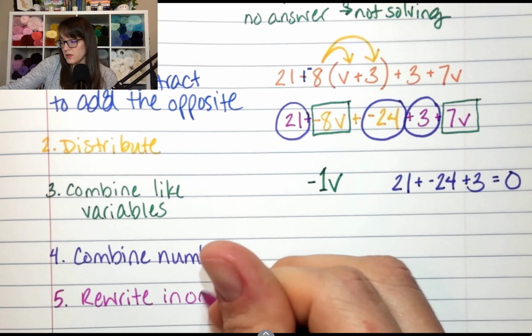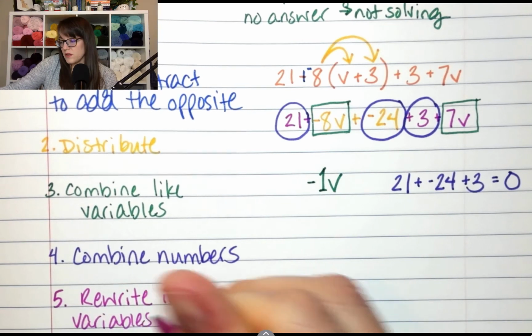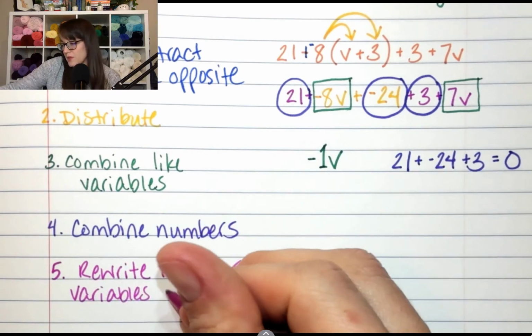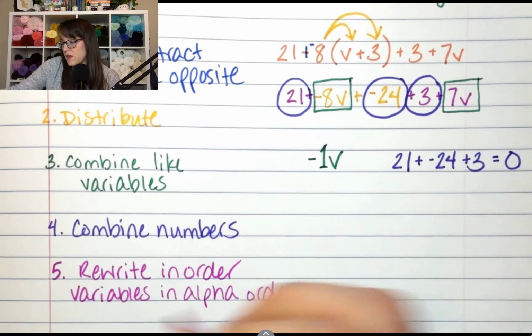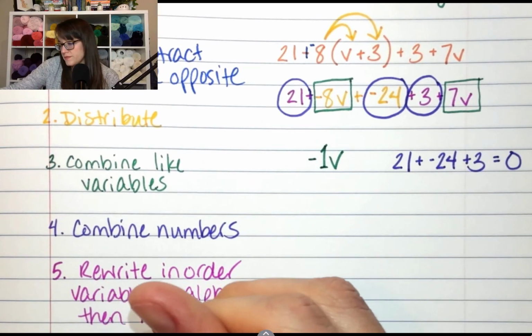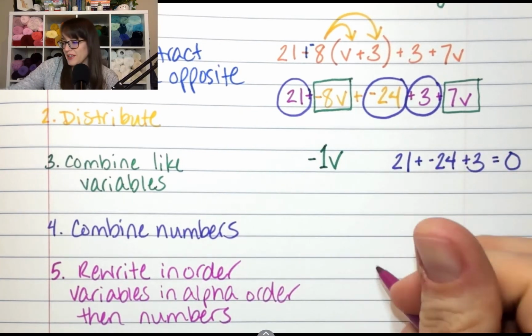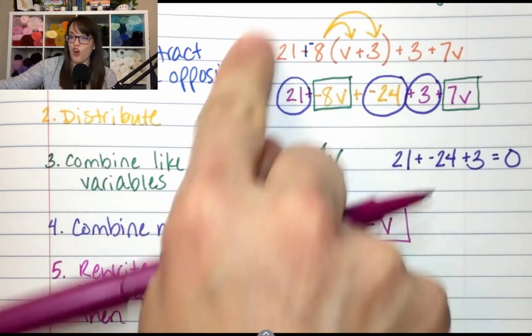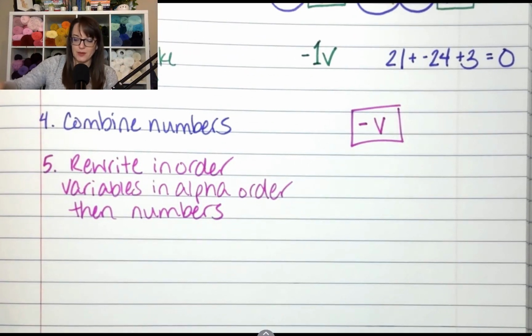So the last thing you're going to do is you're going to rewrite in order. You want variables first. Variables in alphabetical order. Again, we only have one variable. But variables in alpha order. Then numbers. But since that came out to 0, my answer here is just negative v. So all this mess, when you cleaned it up and you sorted it out, and I love doing this, you got negative v. Let's do another one.